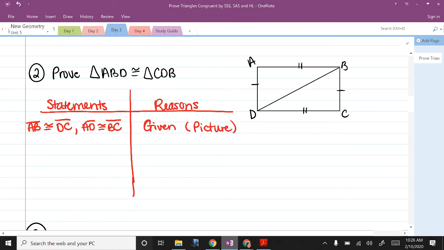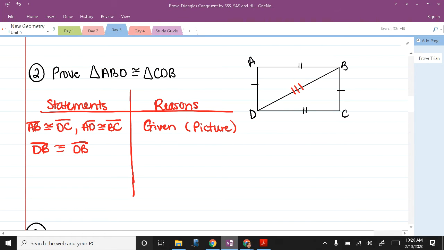All right. Looking at the picture, is there anything else we can say is congruent? And segment DB is congruent to what? To itself, right? You see how that diagonal splits the rectangle and both of them have that segment in their triangle? So there we go. So segment DB is congruent to segment DB.